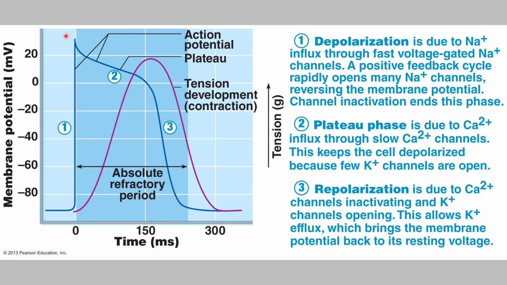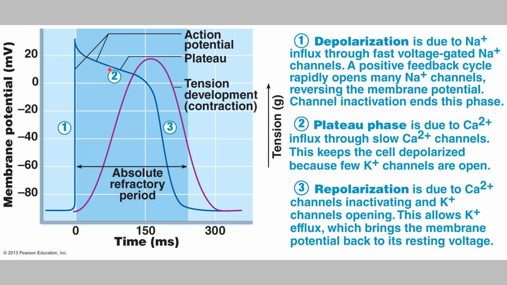Once we get to this peak depolarization, a few things happen. First, those fast voltage-gated sodium channels close right back. Second, voltage-gated calcium channels open. Third, voltage-gated potassium channels open. Which way does calcium move? Well, it moves into the cell. Which way does potassium move? It moves out of the cell. They are both positively charged. We've got positives coming in and positives going out.